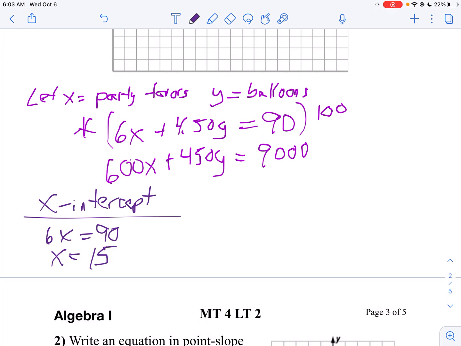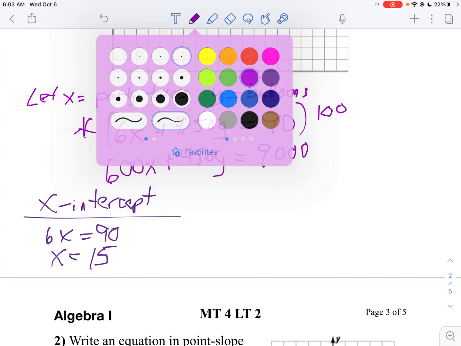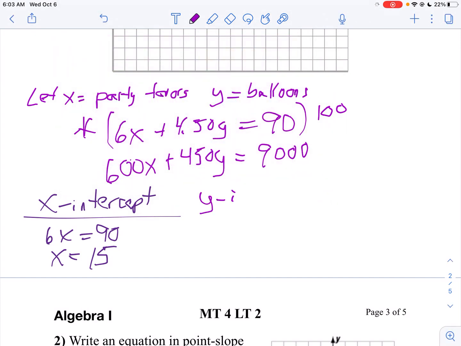Okay, now I'm going to find the y-intercept. And so I'm going to let x be 0. So I'm going to have 450y equals 90. If you take 90 divided by 450, is that 20? That's 20, yep. Y equals 20.